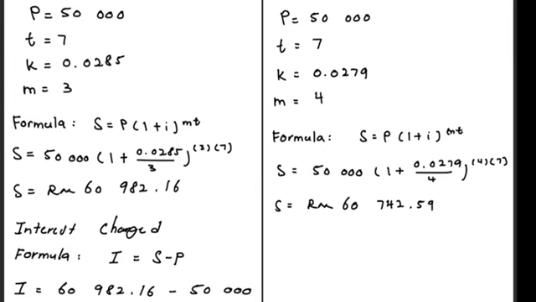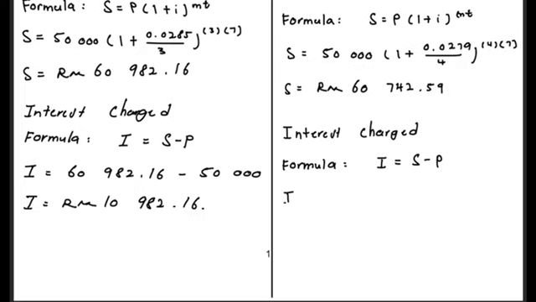Okay, let's not forget to calculate our interest charge. We're going to use the same formula, I = S - P. For the I, we take our S, which is 60,742.59, minus our P, which is 50,000. So the total we'll be getting is RM10,742.59.